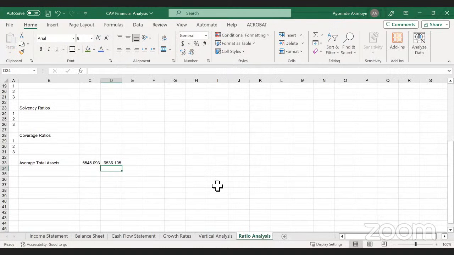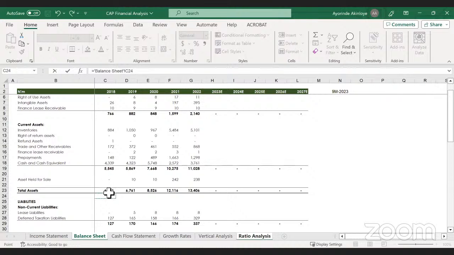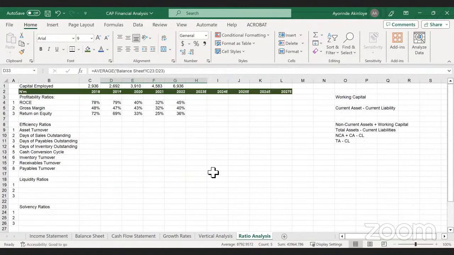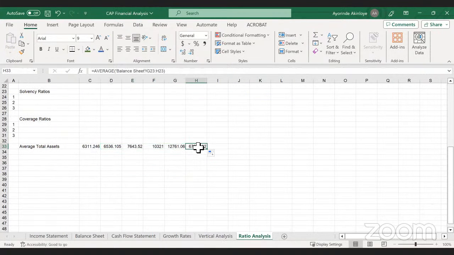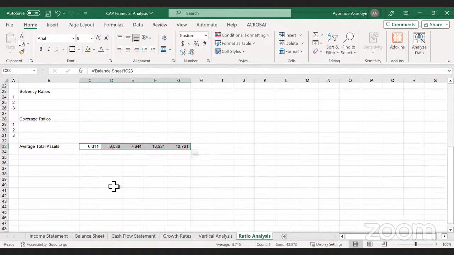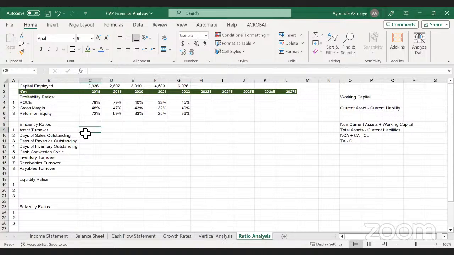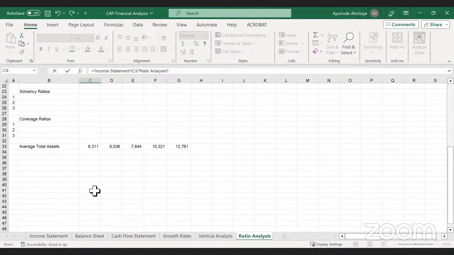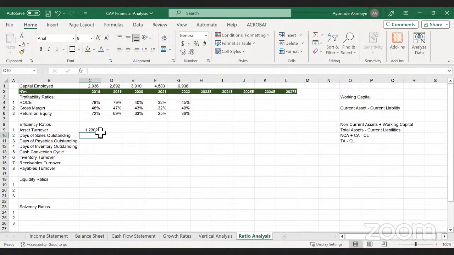And that's the figure you have. I think I made a mistake on 2018. 2018 should be this. Okay, this is total assets. So this is the average total assets, and you just drag across. It would pick for all the other years like that. So that's average total assets. To calculate my asset turnover, I basically will say my 2018 revenue, 7.7 billion, divided by my average total assets. And then you drag across.